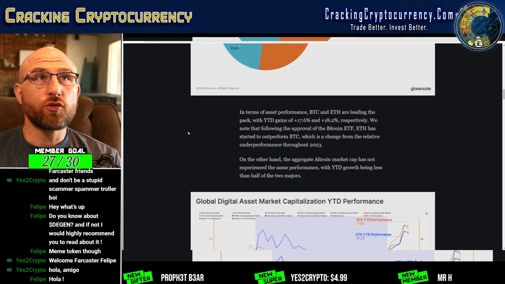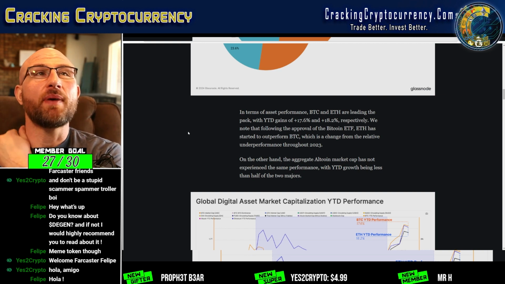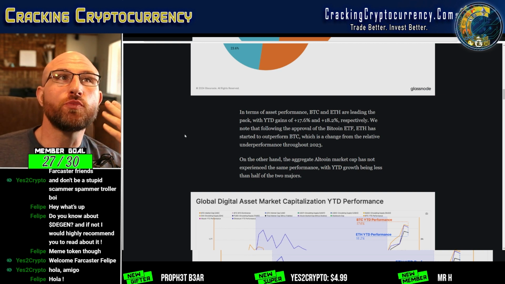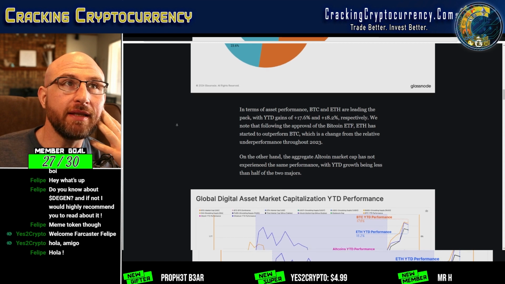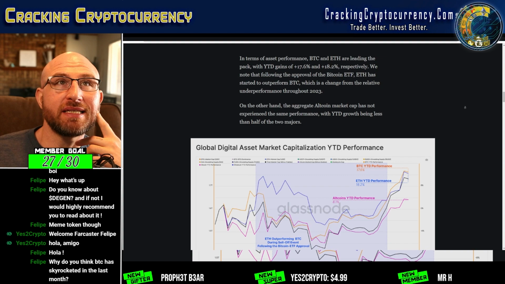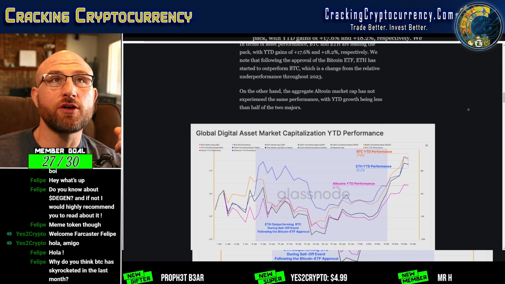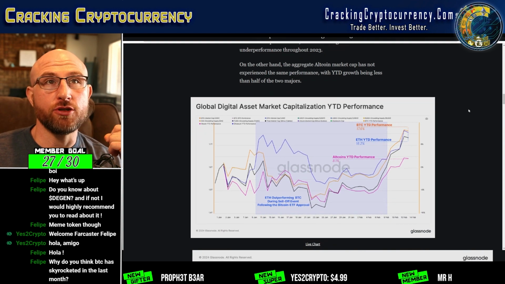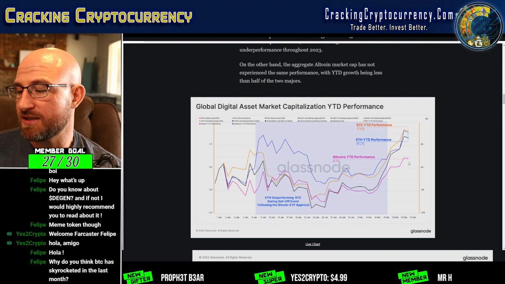In terms of actual price performance, Bitcoin and Ethereum are leading the pack. We're up 17.6% and 18.2% respectively. But on the other hand, the aggregate altcoin market capitalization has not experienced the same performance, with year-to-date growth being less than half of the two majors. So again, this chart just lays it very clear.